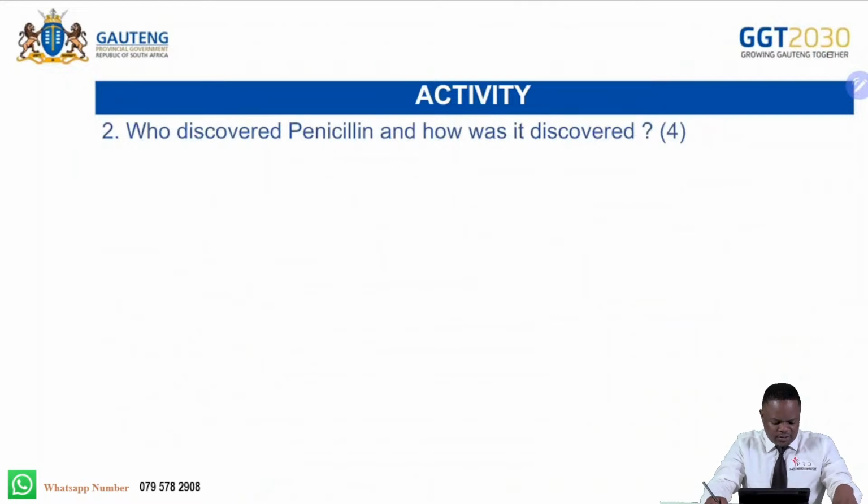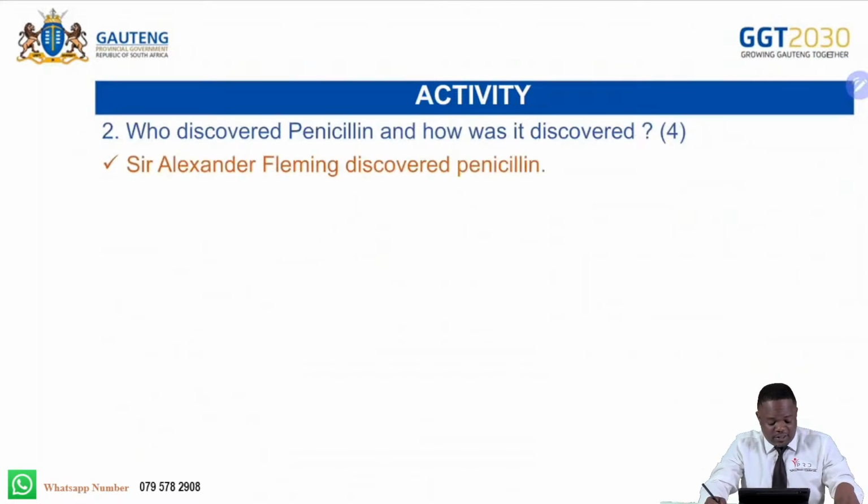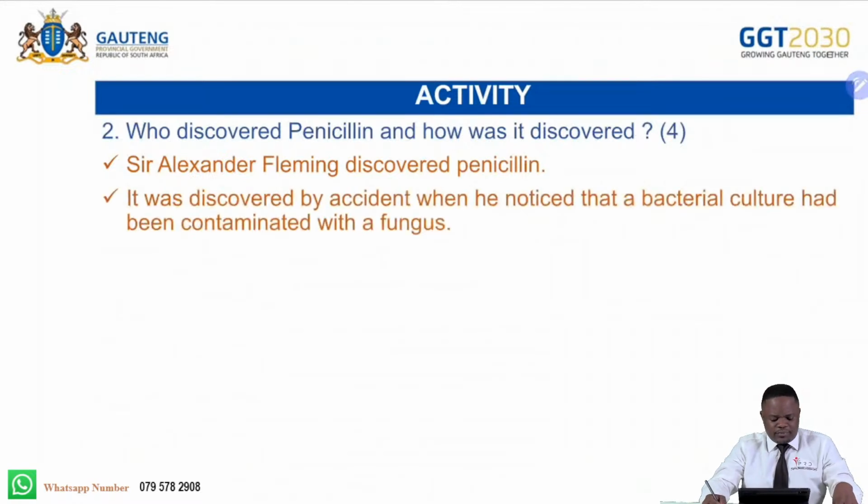And then we said, who discovered penicillin? I believe by now you know the person. And how was it discovered? It's quite an interesting thing there. We said, Sir Alexander Fleming is the one who discovered penicillin, which we said is a very common antibiotic. Okay, and we said it was discovered by accident.